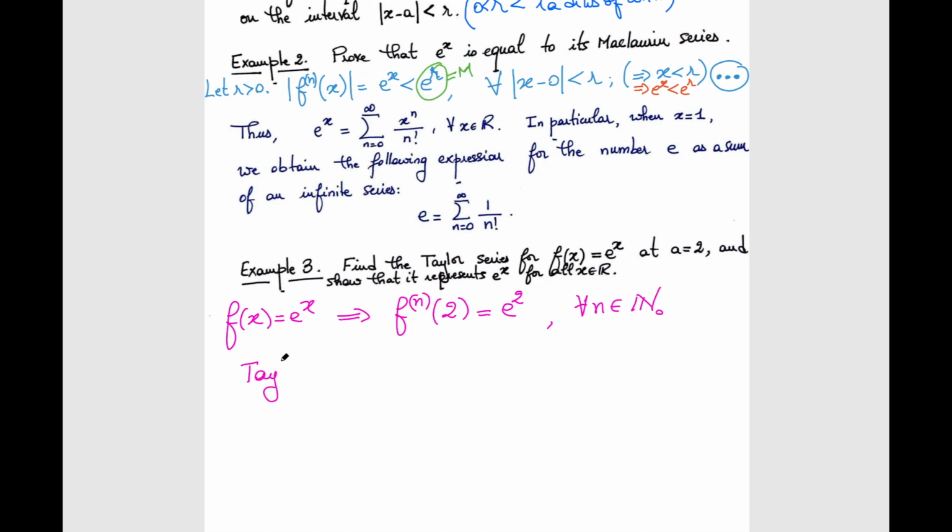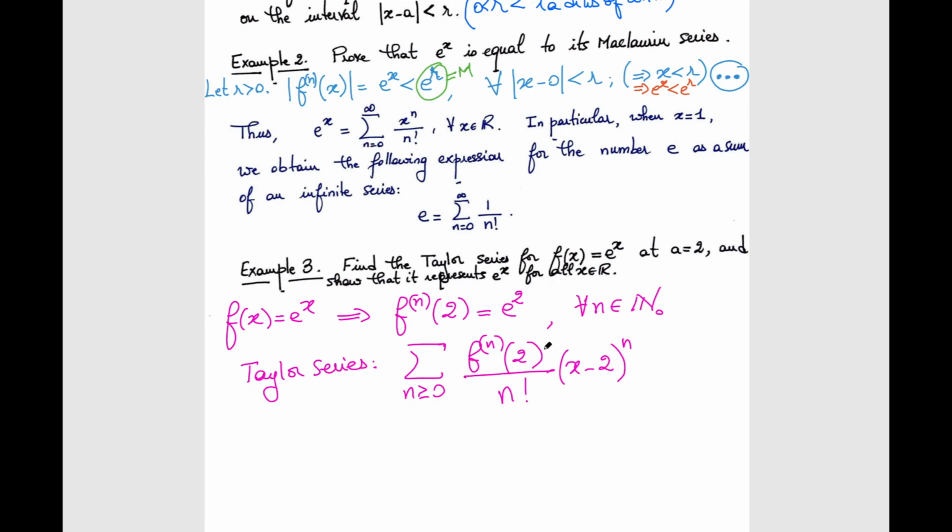Taylor series would be the summation. It starts at 0. This is what the Taylor series expansion is of the function f at a, which is 2 in this case, by definition. So it's the nth derivative of f at 2 divided by n factorial times x minus a to power n, right? Agree with this? And this is for any x in a neighborhood of 2. We'll see what the neighborhood is later.